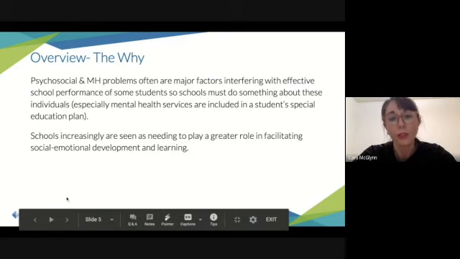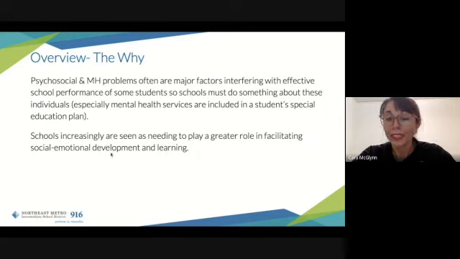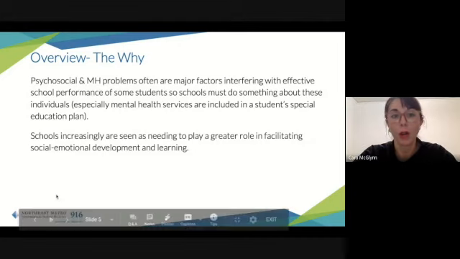Other reasons why it's important for us to think about it that I've outlined here on this slide. The one that I really want to highlight here is that schools increasingly are seen as needing to play a greater role in facilitating the social emotional development and learning of kids. And COVID-19 has really brought this into sharp perspective, just how much schools and educators provide for our students in the context not just of their day, but of the larger scope of their life. So it's really important as educators that we get this education and that we continue to learn about mental health.